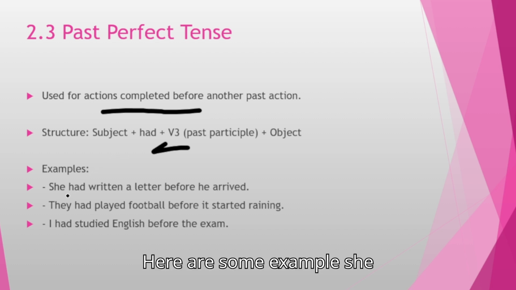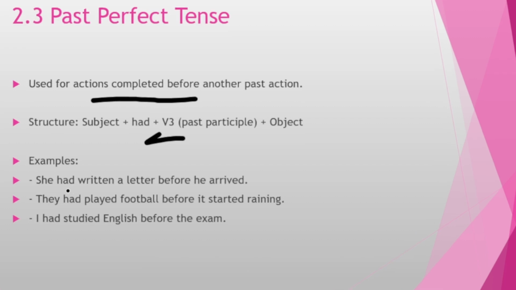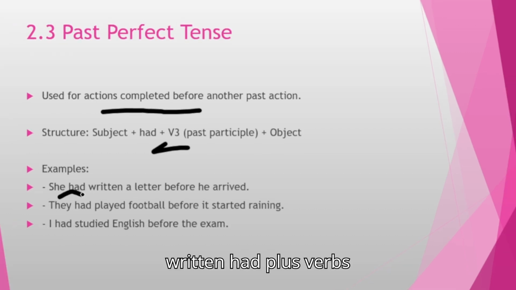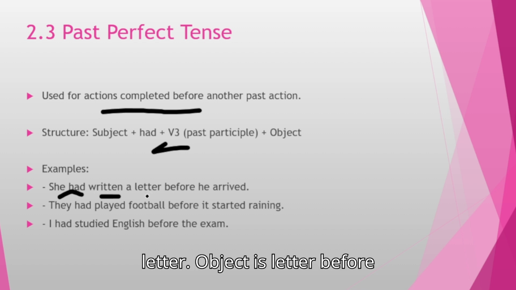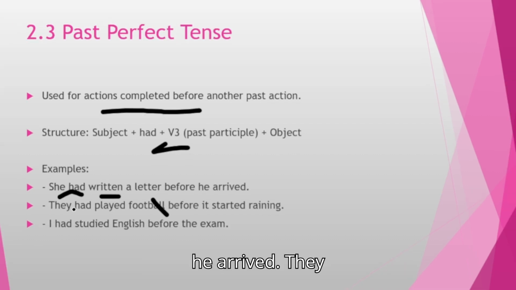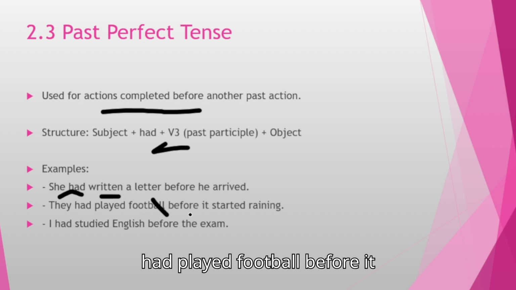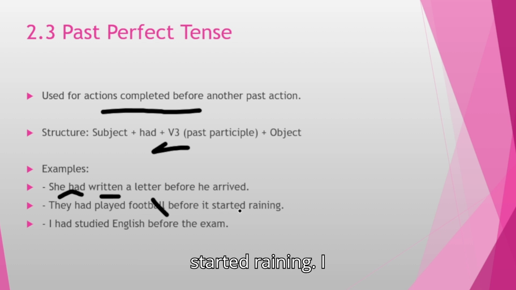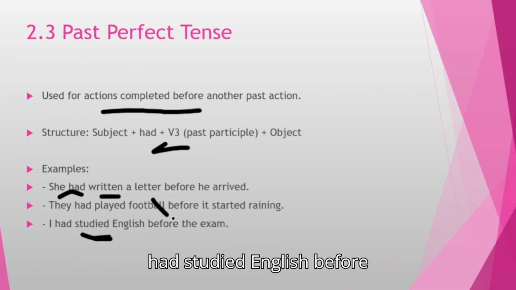Here are some examples. She had written. Had plus verb's third form. Had written a letter. Object is letter. Before he arrived. They had played football before it started raining. I had studied English before the exam.